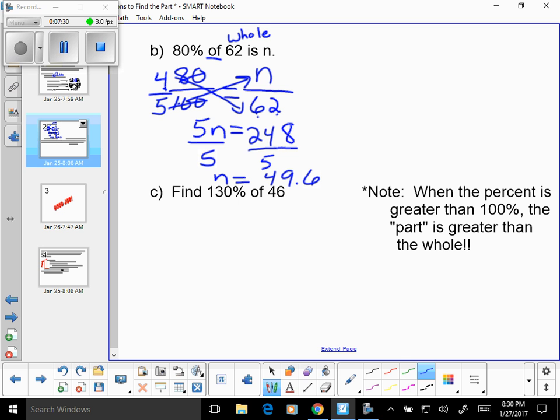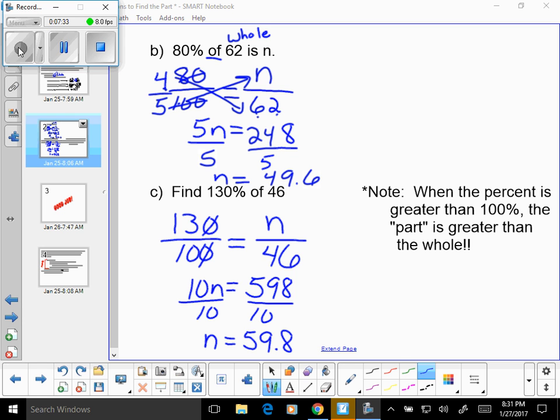At this point, I would like for you to hit pause and you try this one. Okay, check your work. Did you get 59.8? That certainly is larger than 46. You got it right.